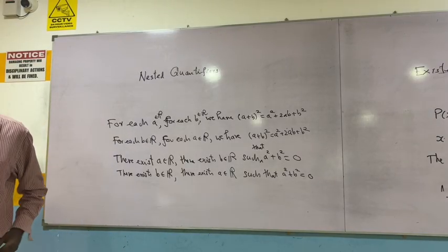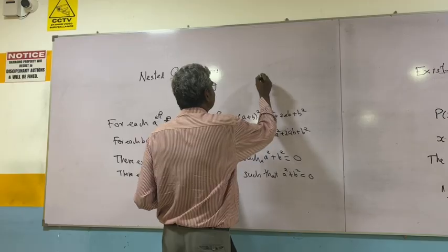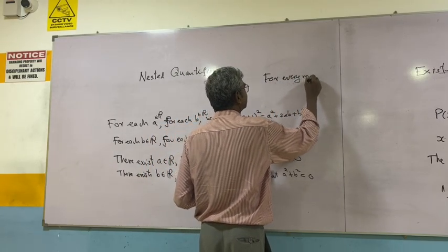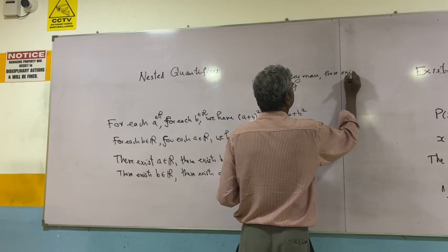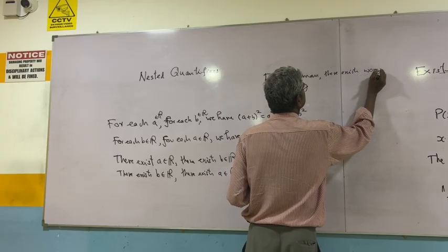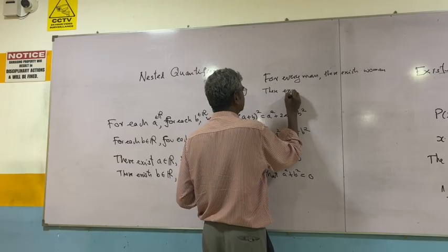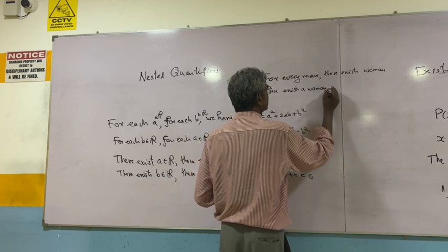However, swapping for all with there exists makes a lot of difference. Yesterday I asked you this question: for every man there is a woman. This is a good one. For every man there exists a woman. Here, there exists a woman for every man.